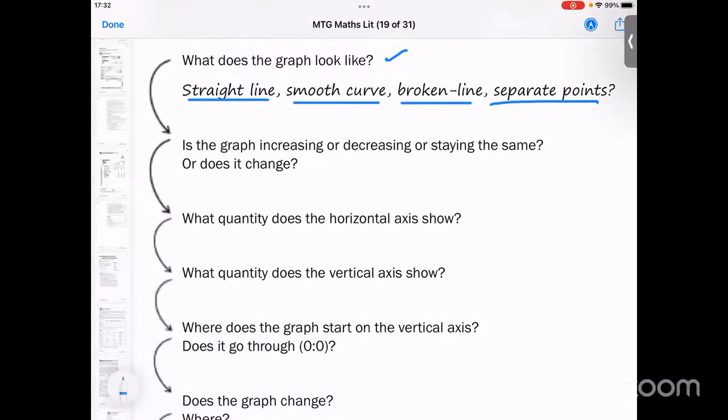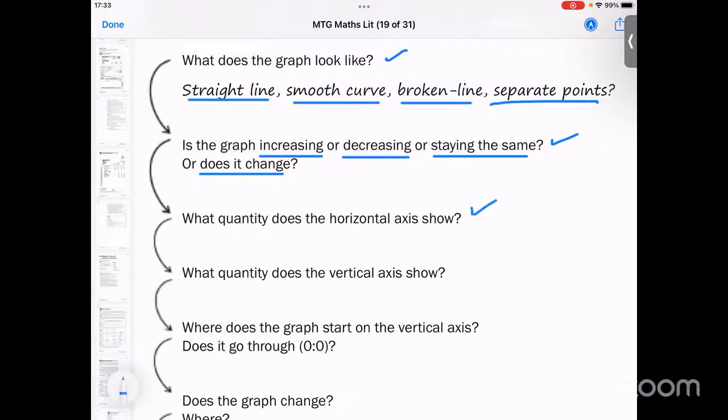So again, is the graph increasing or decreasing or staying the same? So that means a graph can do those three things. Not only those, but lastly, does it change? Very, very important, that part.